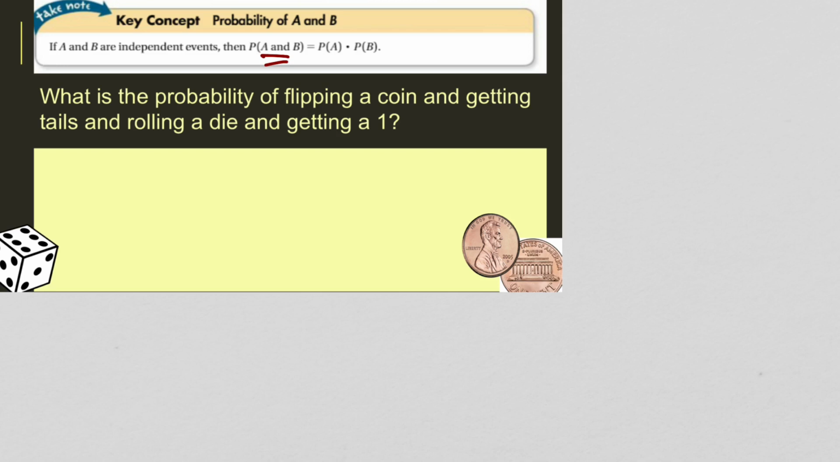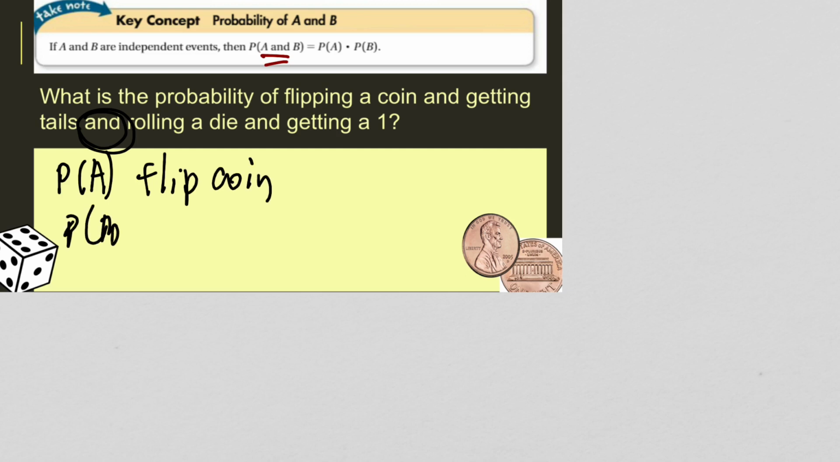Let's take a look at this first example. What is the probability of flipping a coin and getting tails and rolling a die and getting a 1? So first you have to understand that these are independent events, a coin and a die. It also has the word and in here, and that's important also. So event A is going to be flipping the coin. Event B is going to be rolling the die.